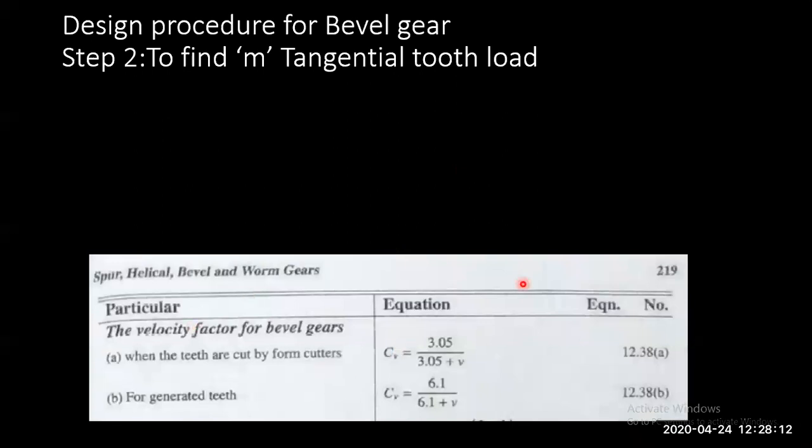There is a velocity factor for bevel gear. This is given in terms of form, which is how it is manufactured. For this it is by form cutters and generated teeth. In the question it is clearly given it is by form cutters, so we'll use this equation here, 12.38a. Since it is given as form cutters, we'll use 12.38a and note down this equation for CV.